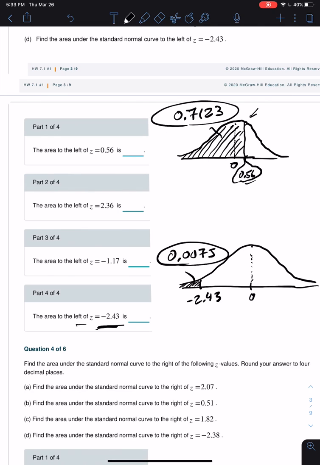Which, right, if you move the decimal point over 2 points to the right, that's not even 1%. So that is a very, very small amount of the area that's under the curve.